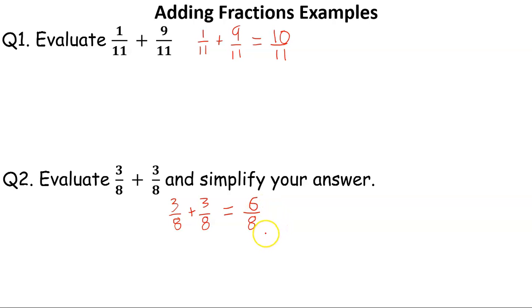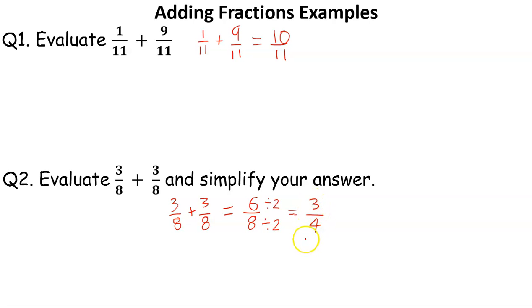Is this my final answer? No, because I need to simplify. My fourth rule states that I should simplify. Because these are both even, I always think of my 2. 6 divided by 2, and 8 divided by 2, which happens to be the highest common factor for both. So we've got 6 divided by 2 is 3, 8 divided by 2 is 4.